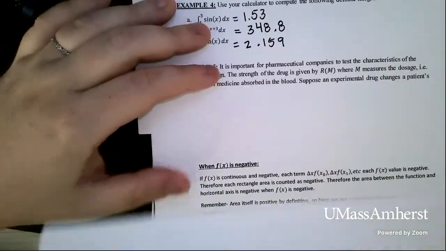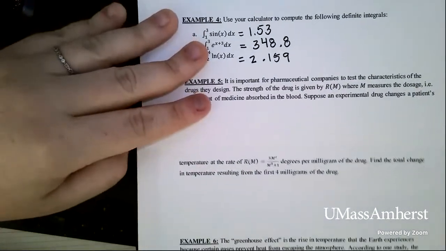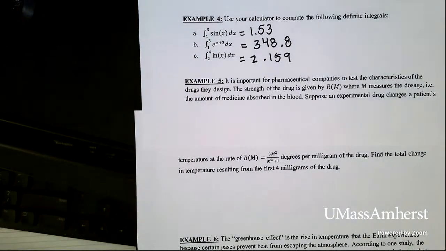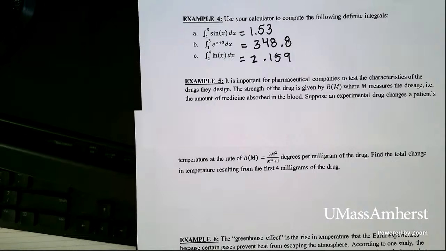So example 5, let's see. Sorry, I went on to 2 pages here. So it is important for pharmaceutical companies to test the characteristics of drugs they design. The strength of the drug is given by R of m, where m measures the dosage, i.e. the amount of medicine absorbed in the blood. Suppose an experimental drug changes a patient's temperature at the rate of R of m equals 3m squared over m cubed plus 1 degrees per milligram of the drug. Find the total change in temperature resulting from the first 4 milligrams of the drug.